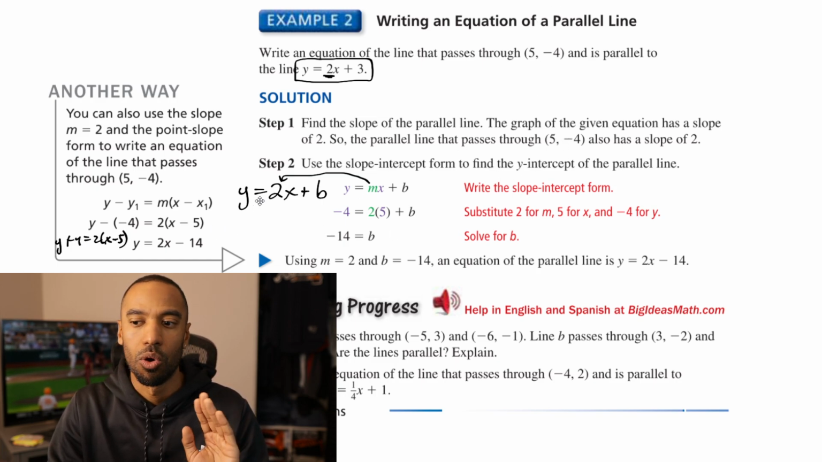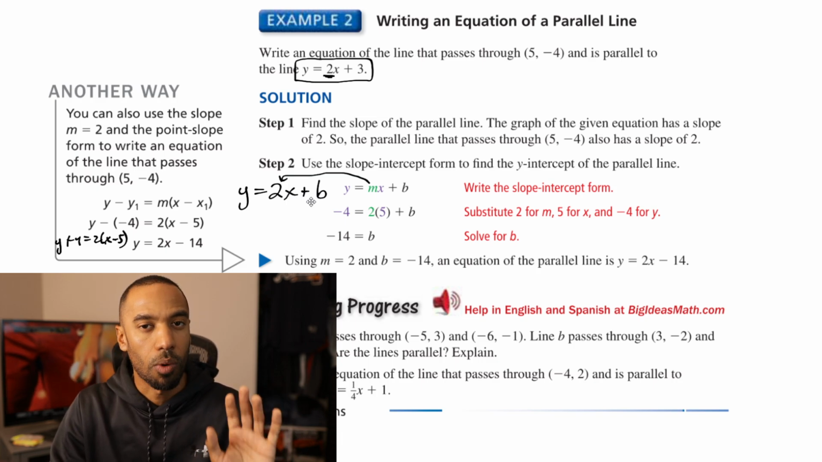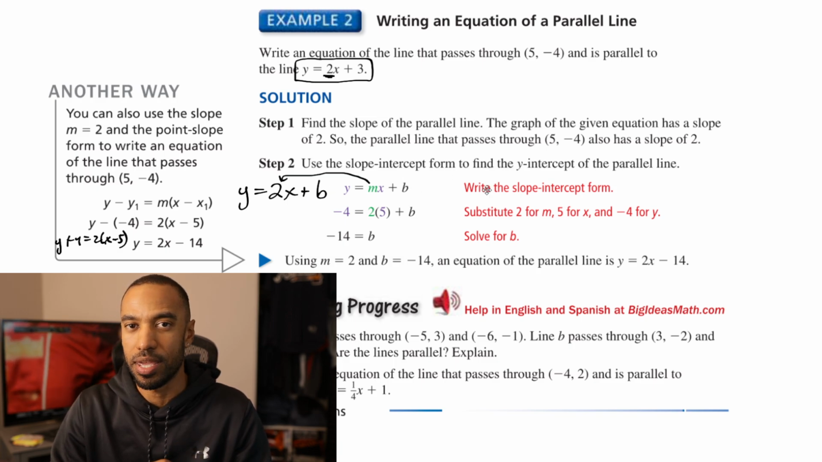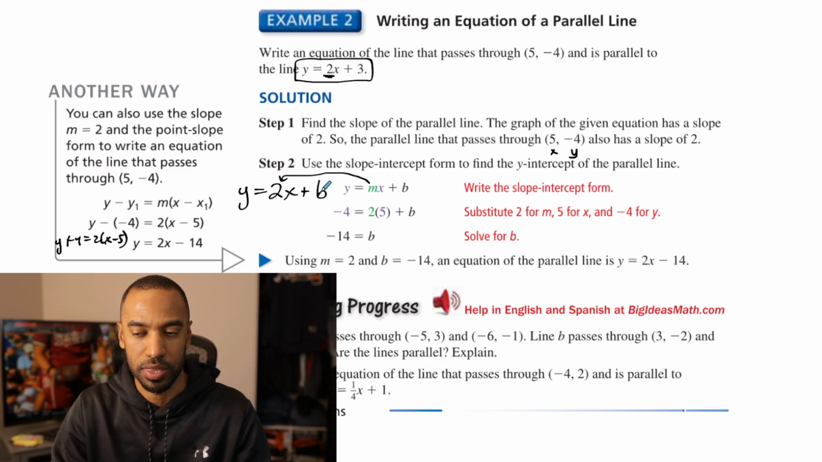Now, anyway, y equals 2x plus b, right? We have m, we need b. So what we're going to do is use a solution that we have, which is 5, negative 4. We're going to substitute this for x and this for y in our equation, solve for b in it, and then rewrite this equation with that new b value.